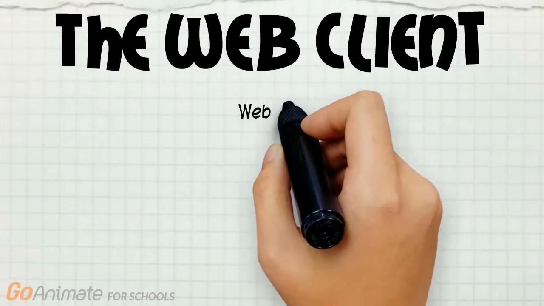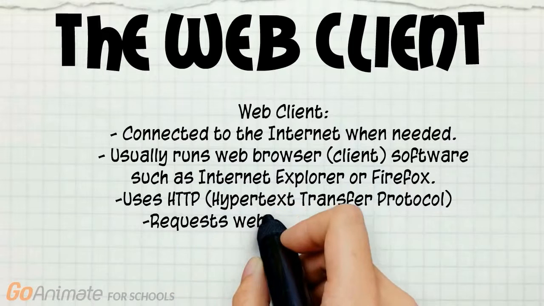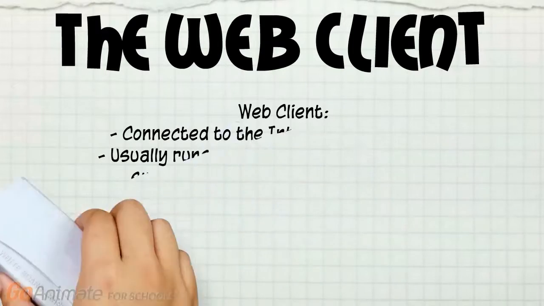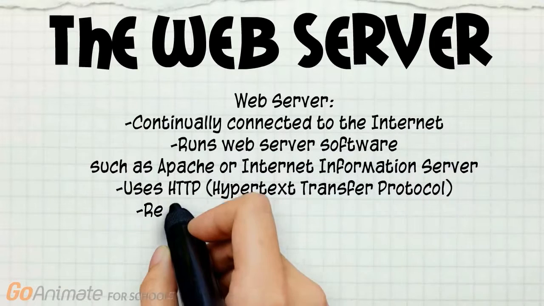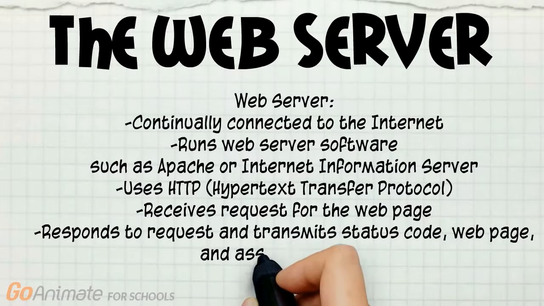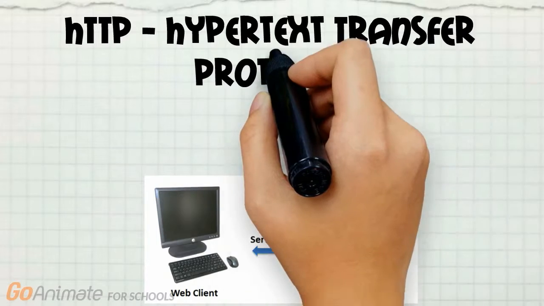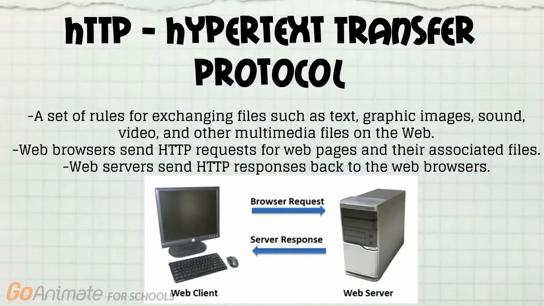A web client is connected to the Internet. It usually runs web browser client software, such as Internet Explorer or Firefox. It uses HTTP, Hypertext Transfer Protocol. A web server is continually connected to the Internet. It runs web server software, such as Apache or Internet Information Server. It uses HTTP, Hypertext Transfer Protocol. HTTP is a set of rules for exchanging files such as text, graphic images, sound, video, and other multimedia files on the web. Web browsers send HTTP requests and the server replies.